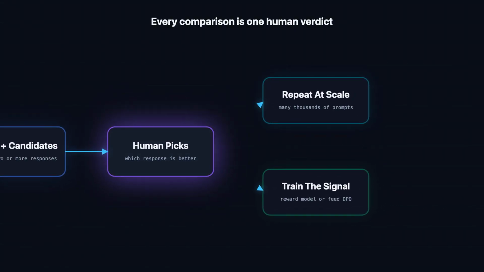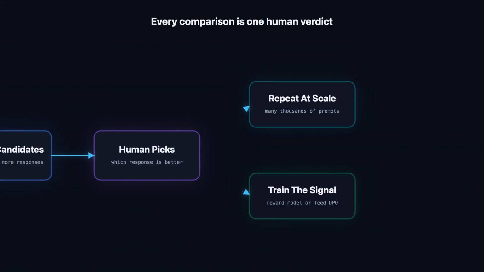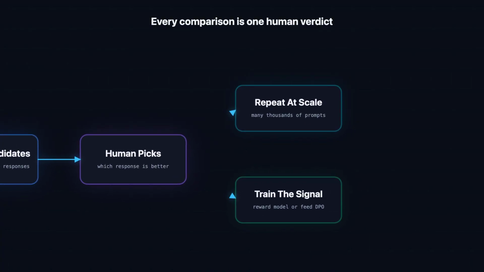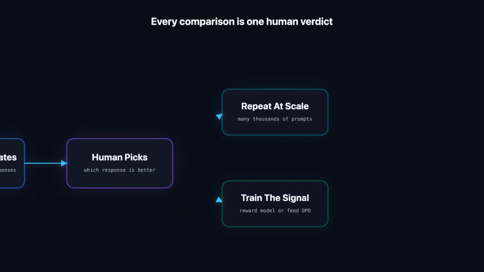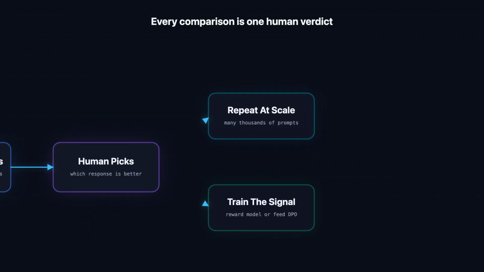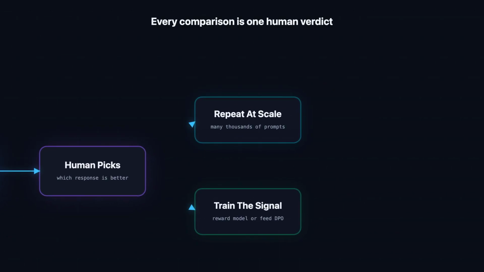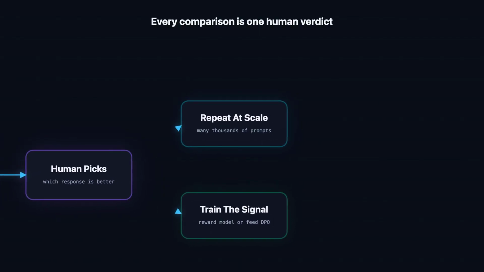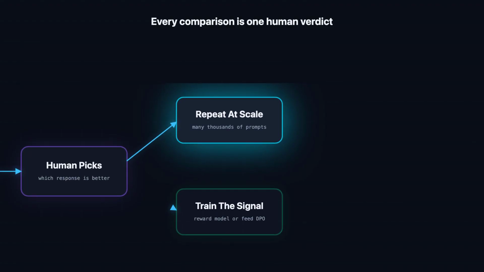A human labeler reads the candidates and picks the one that is better, more helpful, more accurate, safer, sometimes even rating how much better or ranking several at once. That single choice is one preference comparison. Then repeat again and again.